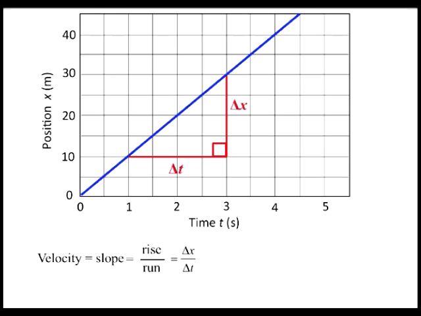Referring to the triangle we've drawn, x final equals 30 meters, x initial equals 10 meters, time final equals 3 seconds, and time initial equals 1 second. And the velocity is equal to 10 meters per second. Note how the units work out. Meters from the vertical axis over seconds from the horizontal axis, so that the units of velocity, meters per second, fall out naturally when calculating the slope. Also notice that, since the graph is a line, the slope, and therefore the velocity, is constant throughout the motion.